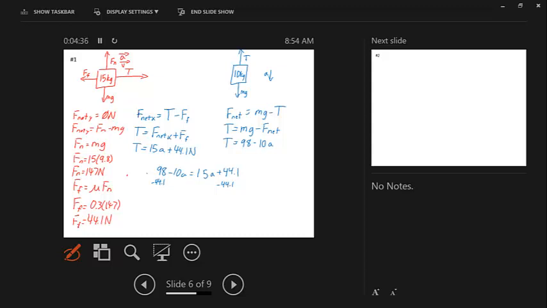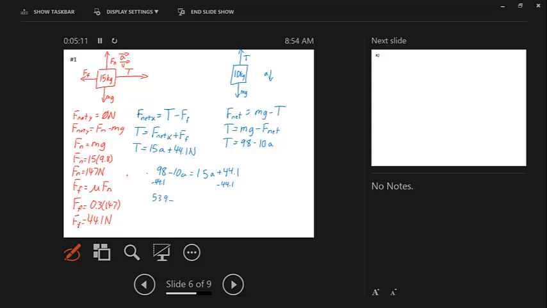These two tensions must be equal to each other. This tension I got from this free body diagram, and this tension I got from this free body diagram. And they must be equal to each other. And so now we have 53.9, yes? Okay.